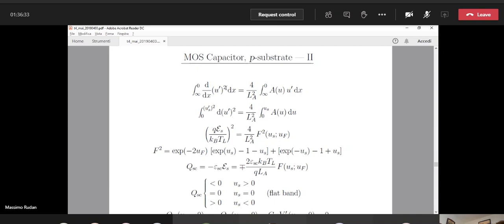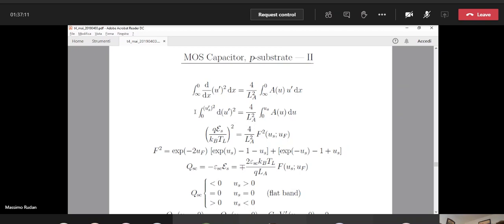So we have that the left-hand side is the derivative of u prime squared integrated over x between infinity and 0. This is obviously u prime squared, okay? And when u prime squared is considered at infinity, u prime is the electric field apart from the factor kT over Q, okay? So u prime is like the electric field, okay? When we are at infinity, the electric field is 0.